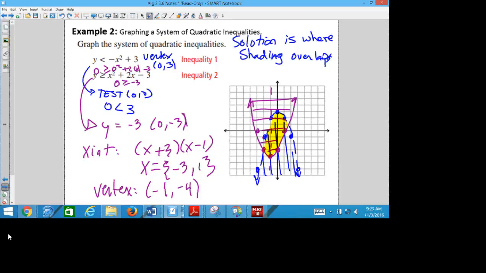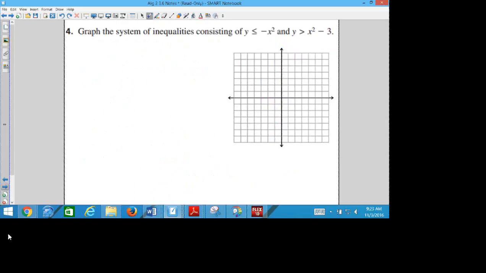Okay, and then this next one, again, going through it pretty fast. Y less than or equal to -x squared is the first equation. And I graph that. That's just the parent function flipped down. And it is solid.